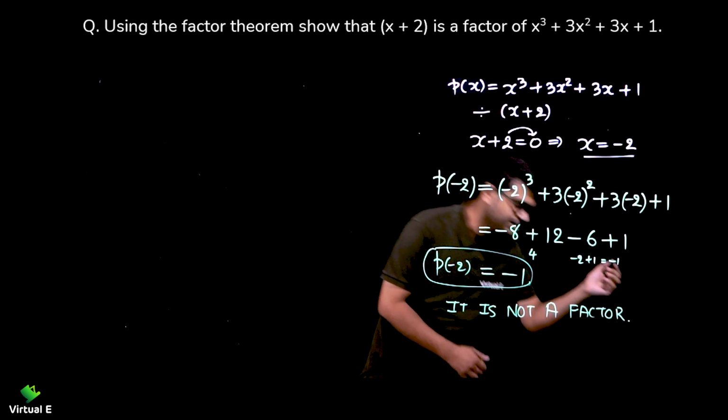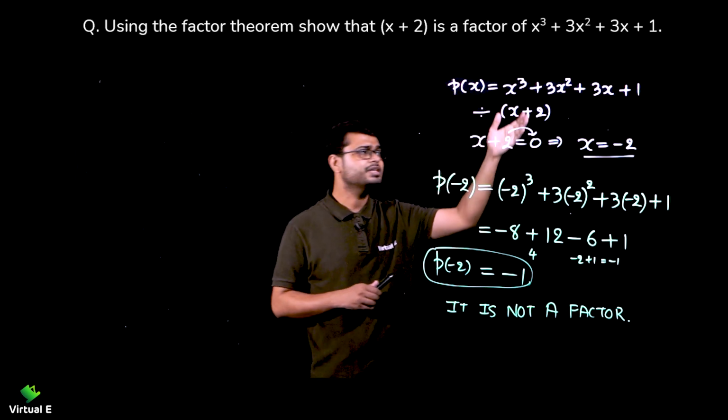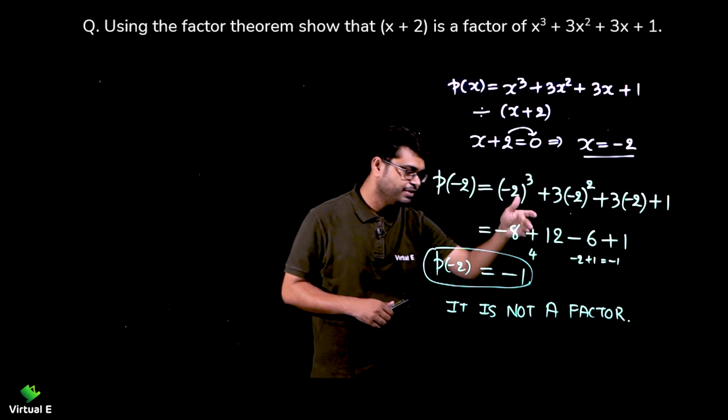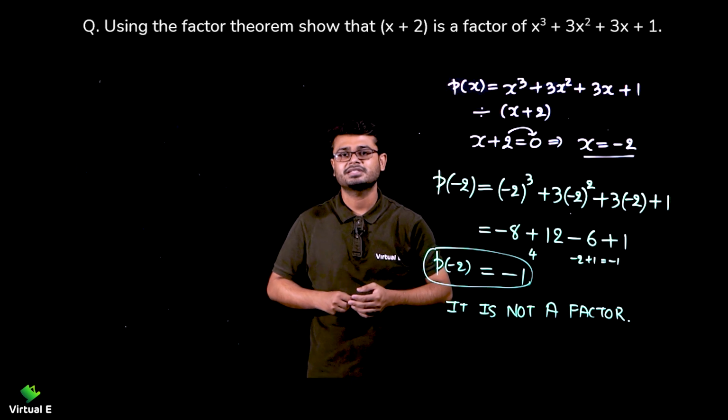So that's it, right? Very simple to do. You get the value of x from the divisor, that's x is equal to minus 2. Substitute into the polynomial, simplify and get the answer. If you get 0, it is a factor, otherwise it is not. Let's discuss the next question.